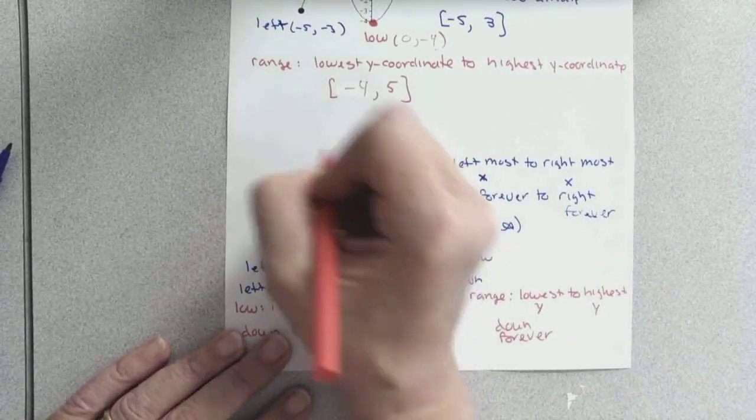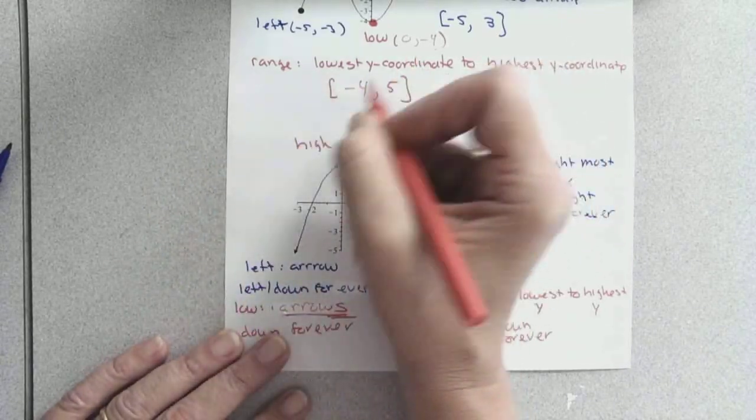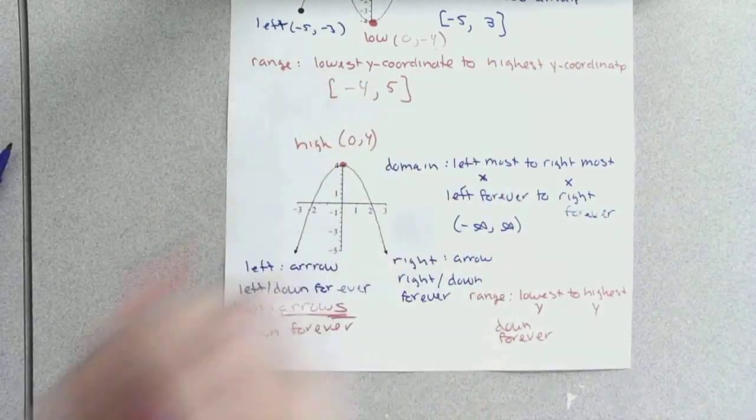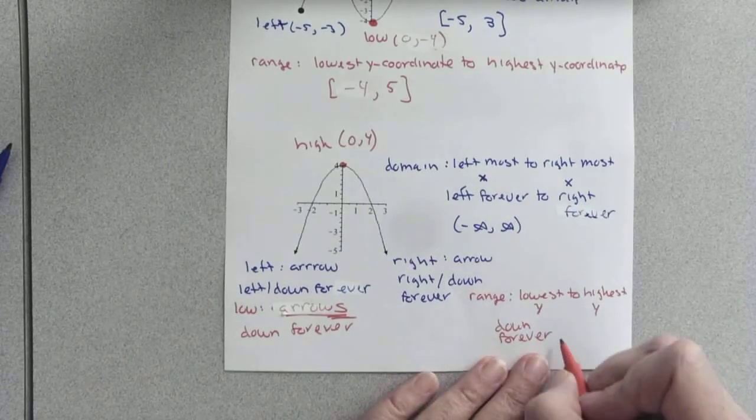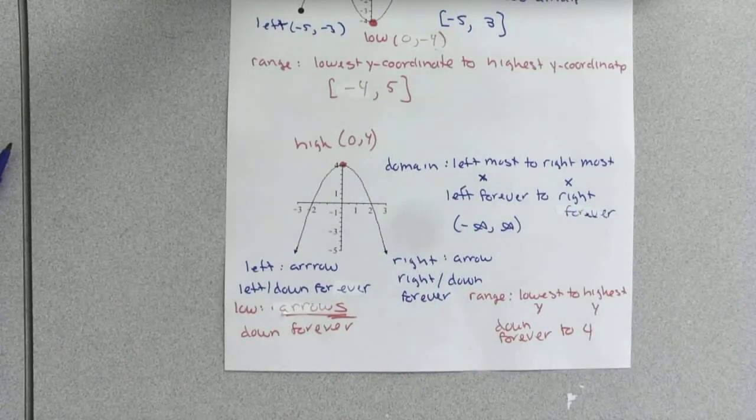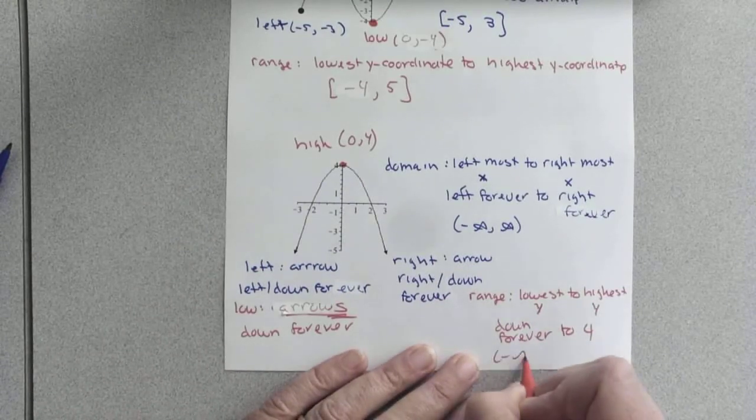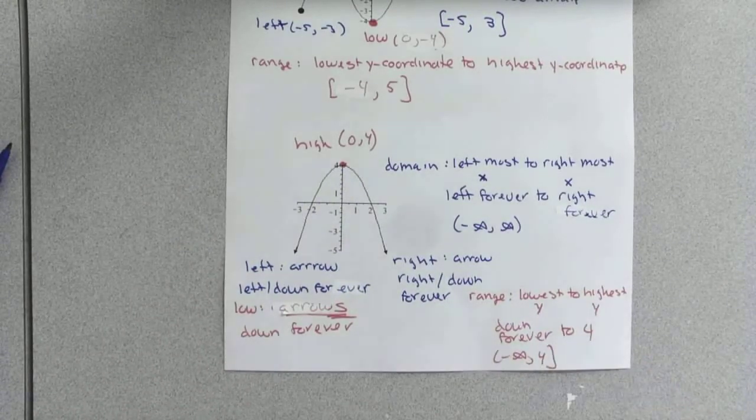Then my highest is right there, 0, 4. I pick off the y coordinate, so 4. And so negative infinity to 4, square bracket on the 4, parenthesis on the negative infinity, because I always have parentheses on infinity or negative infinity. And there's my range on that one.